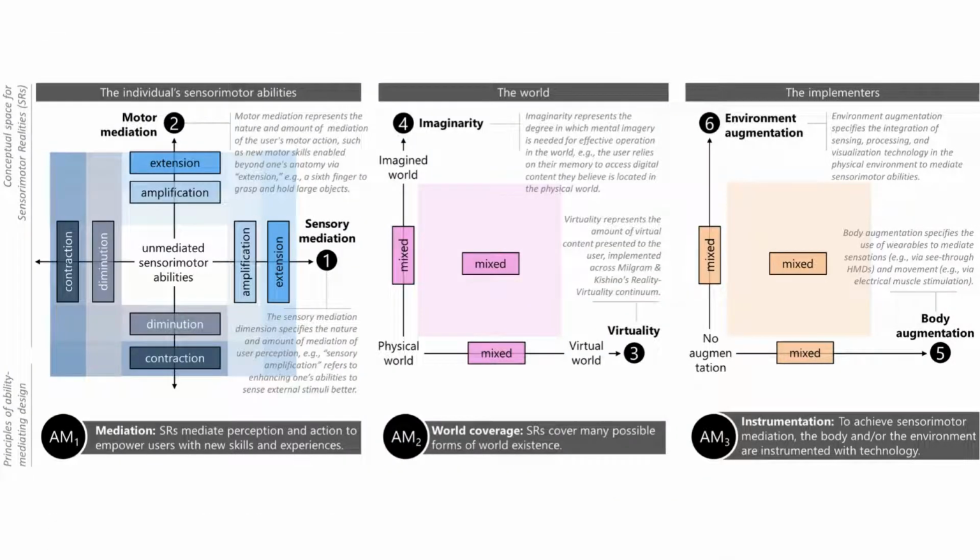These dimensions are organized in groups of 2 in relation to the principles of sensorimotor realities. The origin of the space denotes the physical world with no augmentation, where one's sensorimotor abilities are not mediated by computer technology. Note that dimensions 1 and 2 allow negative interventions, such as diminution and contraction, while the other dimensions interpolate between dichotomous concepts, physical-virtual, physical-imaginary, and unaugmented-augmented, respectively.